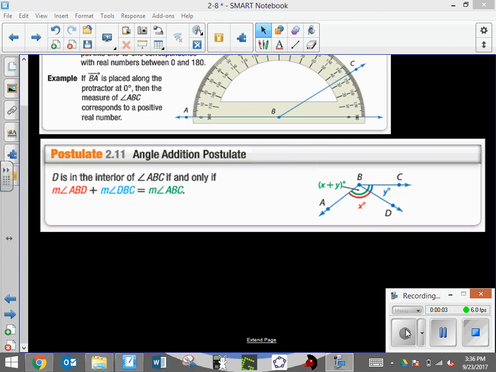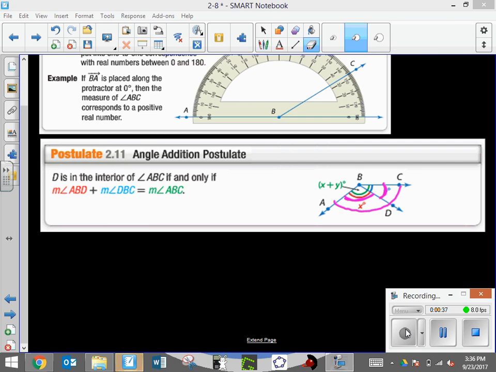Okay, we're going to use the angle addition postulate to help us prove different things about angles. The angle addition postulate is very similar to the segment addition postulate, except this time we're just dealing with angles. If I give you two smaller angles, in this picture, this angle and this one, and I add those two together, that should equal the entire angle. We've done that before with segments, and we've done it with angles. Now we're going to use it in terms of proofs.